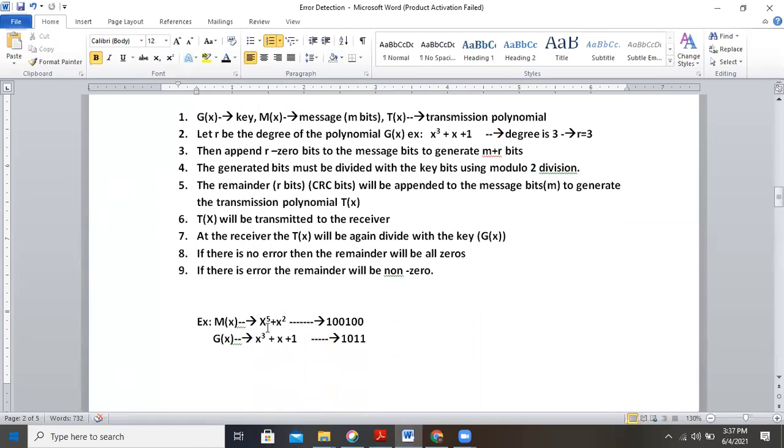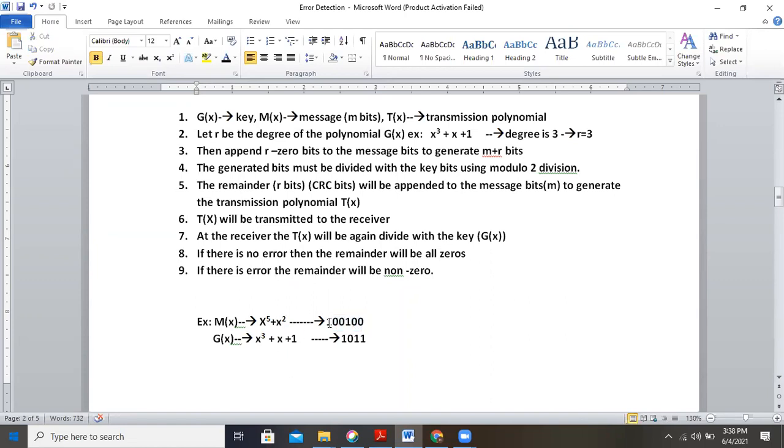Here M of X I am taking as X to the power of 5 plus X square. Here what is the degree? Here the degree is 5. As the degree is 5, there will be 5 plus 1 bits in the binary format. So the power 5 and power 2 bits will be ones, and the remaining will be zeros.